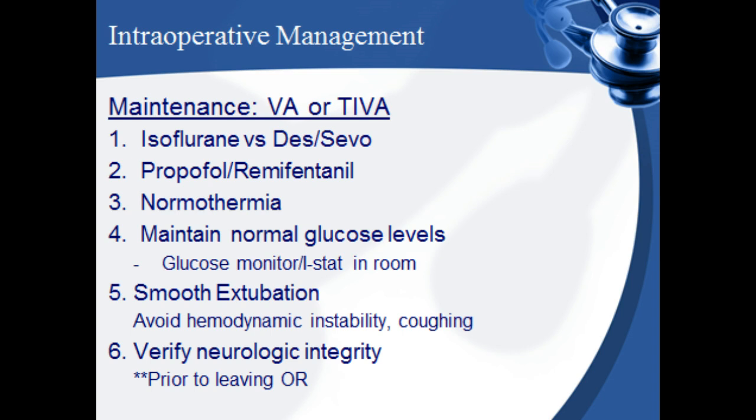Under normothermia, number 3, you want to make sure you maintain that. Hypothermia has not been shown to be beneficial in CEA surgeries. Number 4, you want to maintain normal glucose levels. Make sure you have your glucose monitor and iSTAT in the room. You want to maintain a smooth extubation, avoid hemodynamic instability or coughing, and it's very important to verify neurologic integrity before leaving the OR.